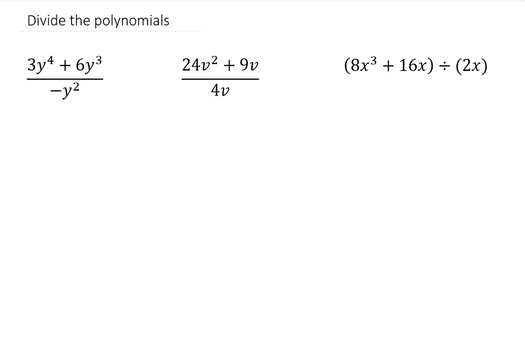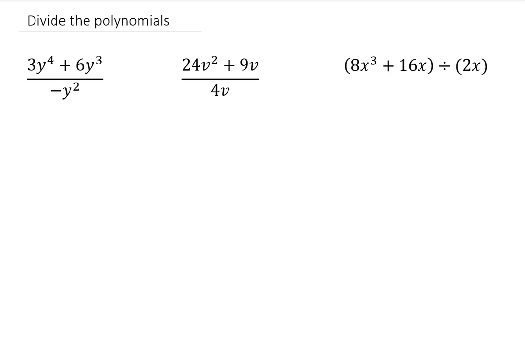Okay, these problems are asking us to divide polynomials. Really, they're a polynomial divided by a monomial, but a monomial is a type of polynomial. So let's first do the one on the far left: 3y to the fourth plus 6y cubed over negative y squared.